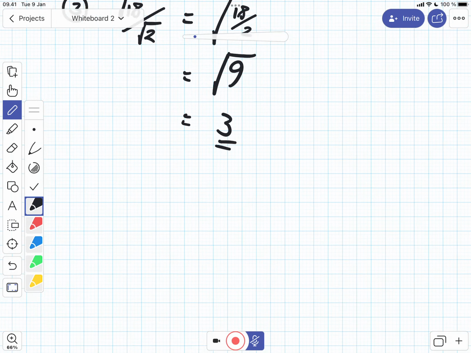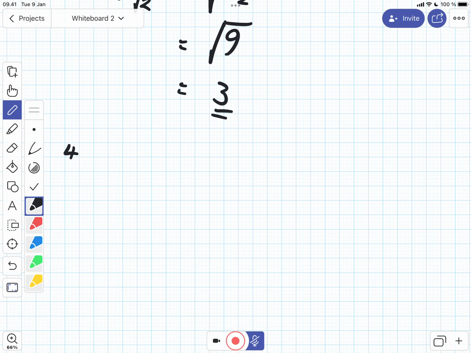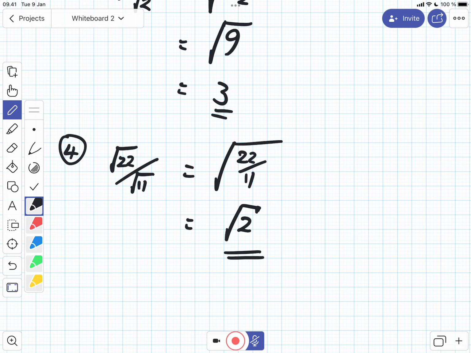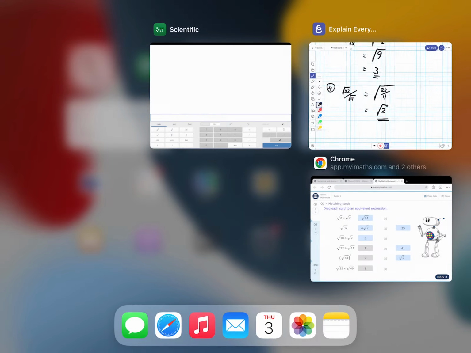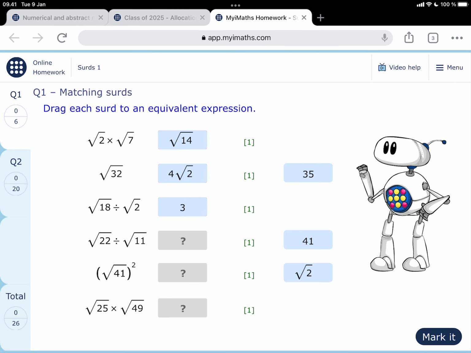So let's go to my book. Question 4, square root of 22, I'll write it like a fraction, divided by the square root of 11 is equal to the square root of 22 divided by 11 in a single square root there. 22 divided by 11 is 2, so that's just the same as the square root of 2. Let's see if that's one of my options. And there it is, the square root of 2, so I'll drag that over.